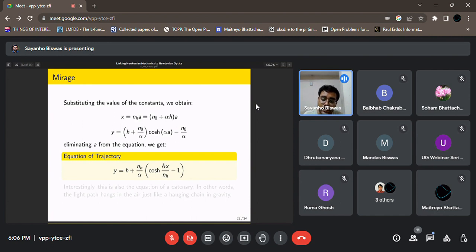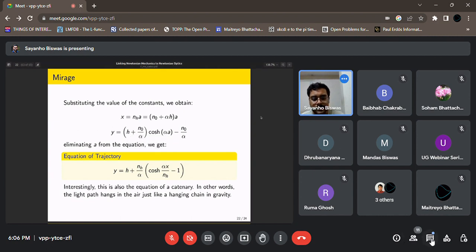Interestingly, this is also the equation of a catenary. This is a very interesting idea. That means this is the equation of a catenary. You know what a catenary is. Does anyone know what a catenary is over here? I don't see a lot of yeses or nos, but let me explain it.